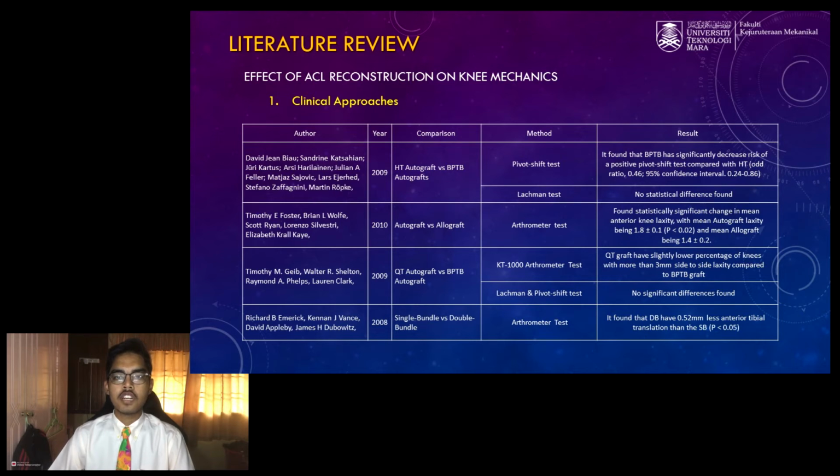For the last research, they compare single bundle and double bundle graft by doing an arthrometer test. The result found that double bundle has 0.52 mm less anterior tibial translation than the single bundle.